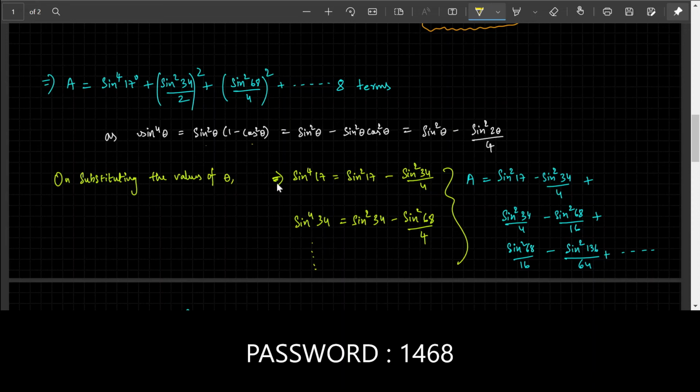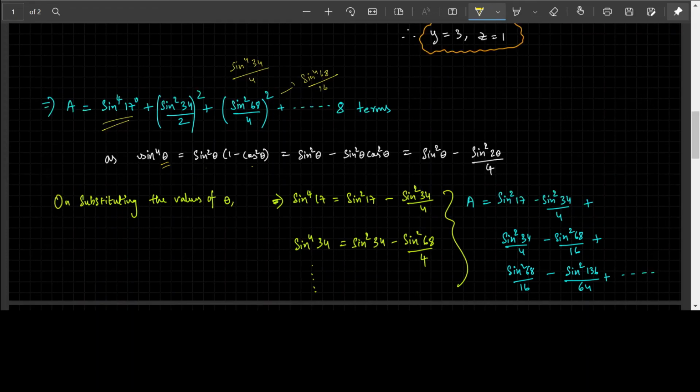On substituting the values of theta, we get, taking theta to be 17 as the first case, sine power 4 17 is equal to sine square 17 minus sine square 34 by 4, like 2 into theta, 2 into 17, 34. Now keep theta to be 34, we get sine power 4 34 is equal to sine square 34 minus sine square 68 by 4. So now we can substitute the terms that we have got. Sine power 4 17 is sine square 17 minus sine square 34 by 4, and sine power 4 34 is equal to sine square 34 minus sine square 68 by 4. And when we do that, we get sine square 34 by 4 minus sine square 68 by 16.